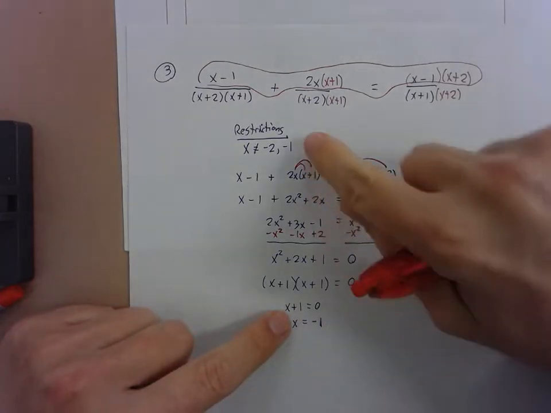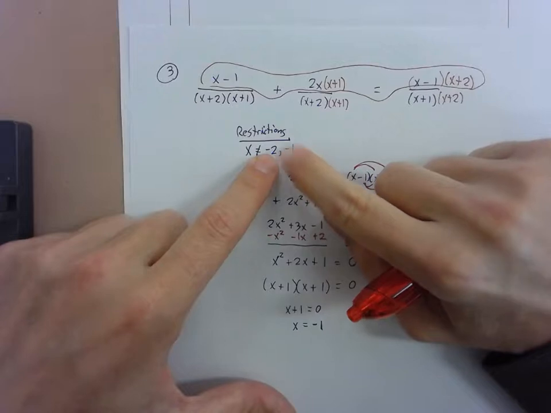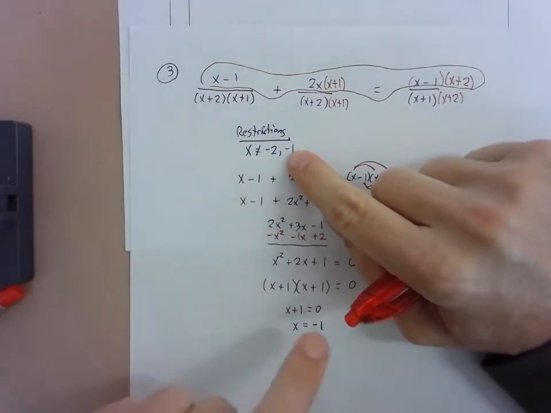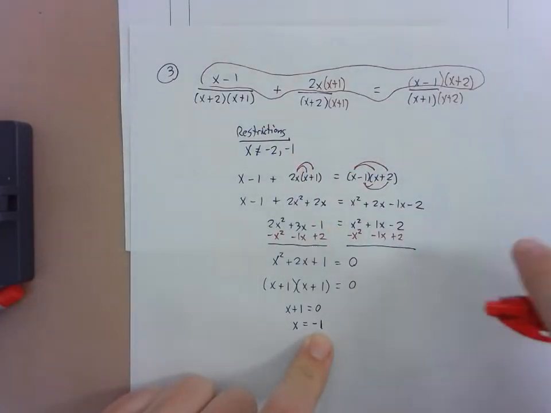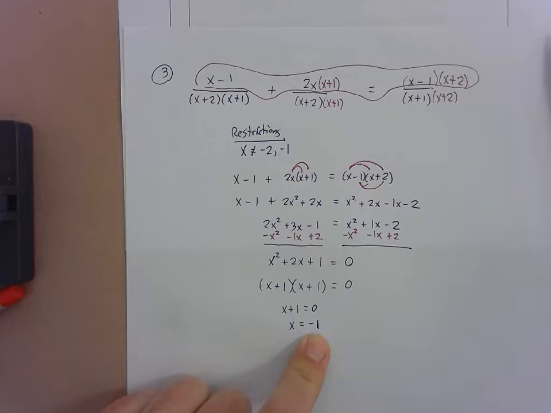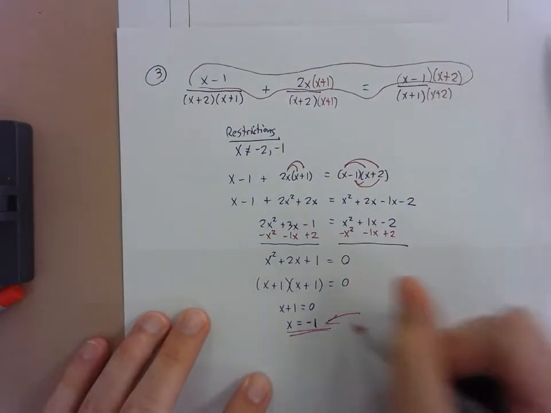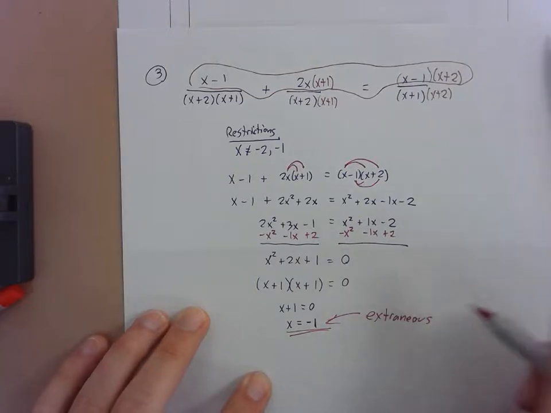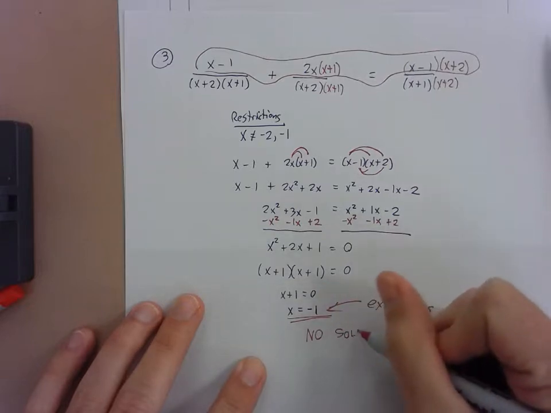Now let's look back at our restrictions. So here we have a problem. -2 and -1 are my restrictions. This is saying x cannot equal -1, but I only ended up getting -1 as an answer. So that tells me that this doesn't really have a solution. So this would be considered extraneous, but it's not a real solution. So we would say no solution on this problem.